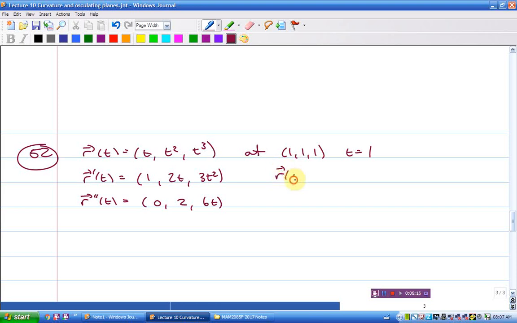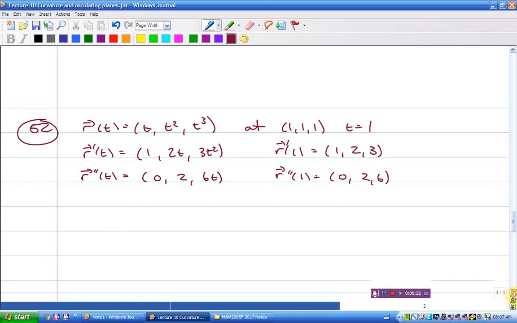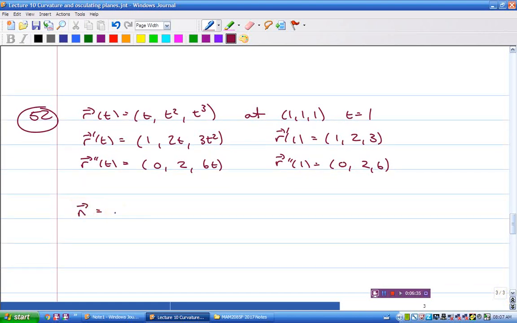So what's r dash of 1? (1, 2, 3). What's r double dash of 1? (0, 2, 6). Okay, oops, I left out my dash. There we go. So I'm going to cross r dash and r double dash, and I'm going to call it n. Okay, (1, 2, 3) cross (0, 2, 6). Do your cross product whichever way makes you happy, as long as you get the right answer.